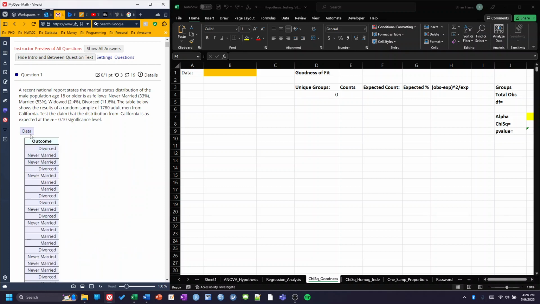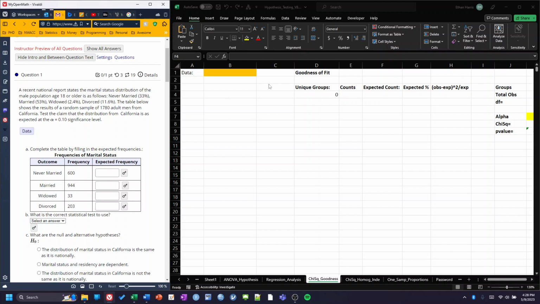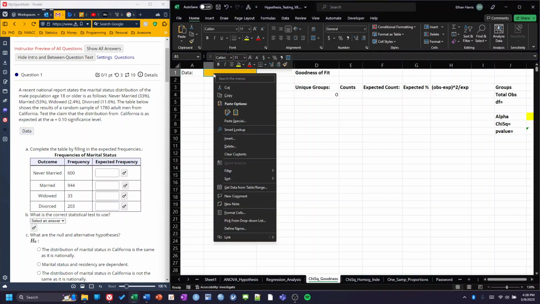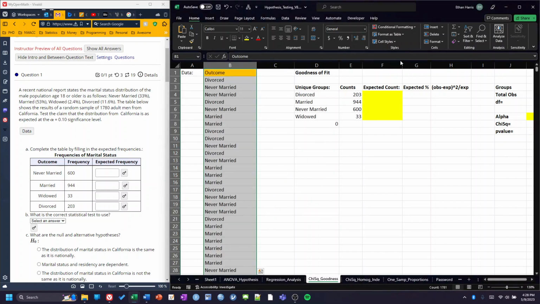Okay, so let's go ahead and grab our data. We're going to copy it, and we're going to come over to our sheet under the tab of chi-squared goodness. We're going to paste in our data in column B. And we see that they all pop up here. They just come up in alphabetical order. And then we have these yellow spaces for the expected counts.